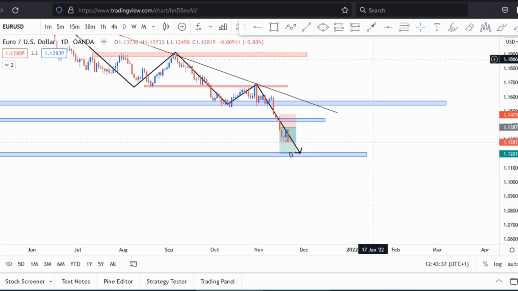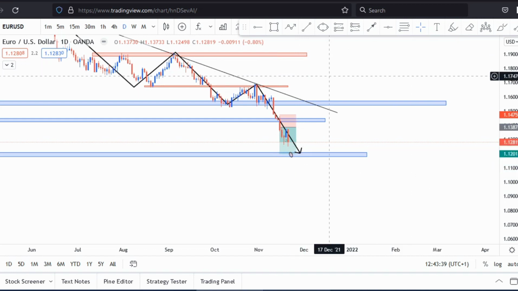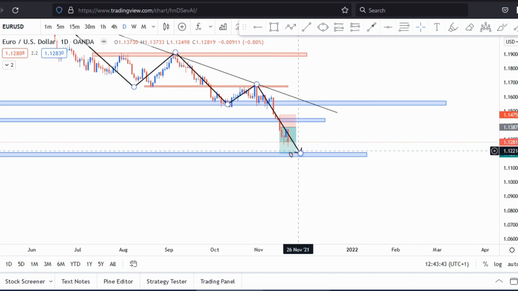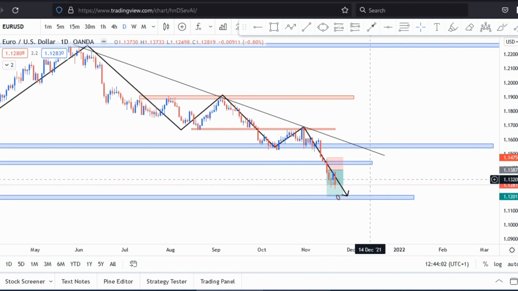All right. So this is basically my bias for Euro USD. I'm expecting price to get to the 1.12 level. And once price does that, then we'll be looking to see how price reacts to that area. If it gives us a bearish continuation pattern, or if it gives us a bullish reversal pattern, then we'll take our trades based on that.